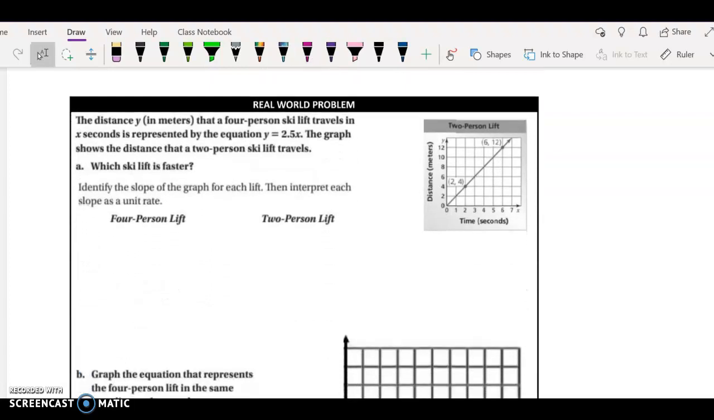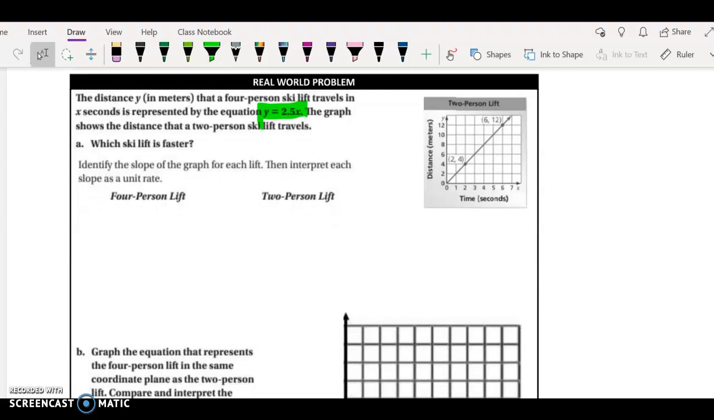All right, let's do this real world problem. The distance, y, in meters, that a four-person ski lift travels in x seconds is represented by the equation y equals 2.5x. The graph shows the distance that a two-person ski lift travels. Which is faster? So identify the slope of the graph for each lift and then interpret the slope as a unit rate.